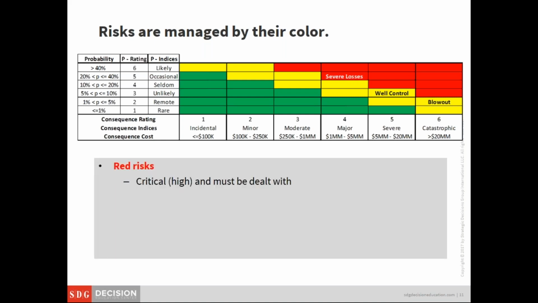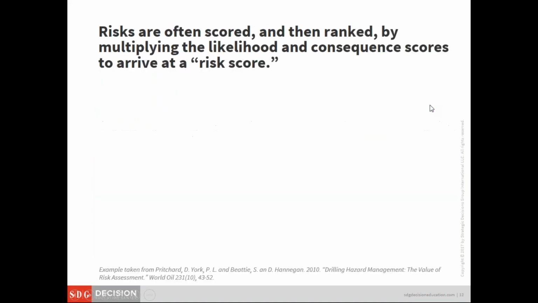The red risks, those are critical. We need to deal with those in some way. Yellow risks, that's medium severity, address those once we've addressed the red risks. And green risks might require no action. This was an oil and gas example, a drilling example, and there was some possibility of severe losses of drilling fluid, and that was identified as a risk that we need to pay more attention to. The chance of a blowout, because it had lower probability, was a yellow risk.